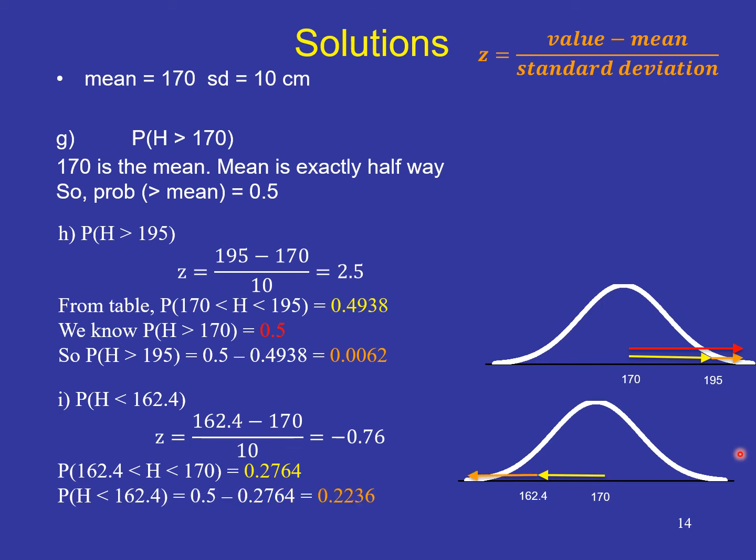Now the question is asking us for the orange probability. We know the area for half of it is 0.5, the probability is 0.5 for half of it, so the orange probability must be 0.5 take away the yellow probability. So 0.5 take away 0.2764 is 0.2236. So that is the probability that someone's height is less than 162.4 centimetres.